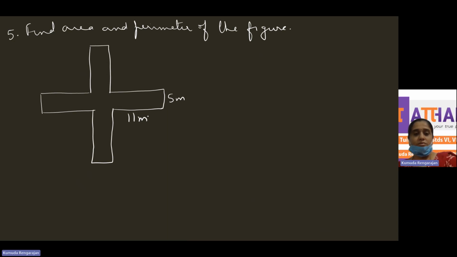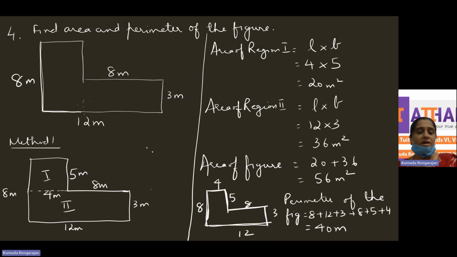Now, I forgot to do the other method. What's the other method here? You can try that at home by yourself. The other method is for this earlier question. The other method is, children, you can divide the figure into two rectangles like this. Correct?